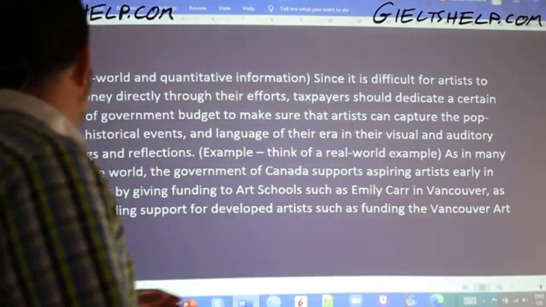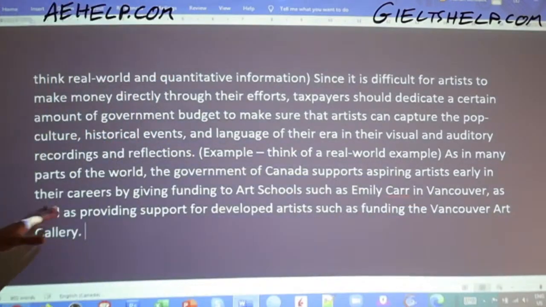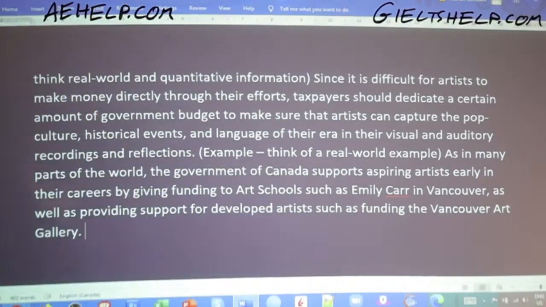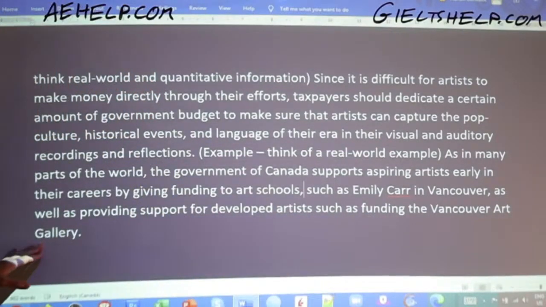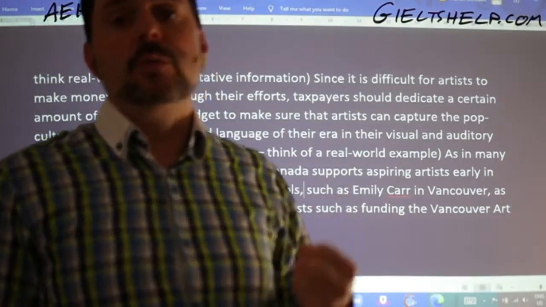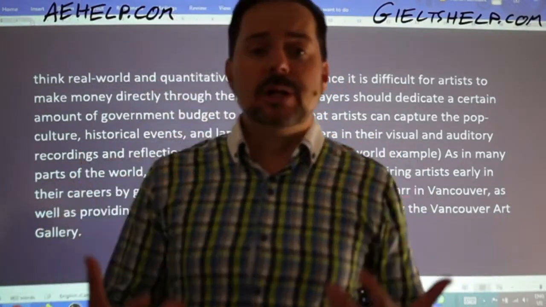Okay, so as in many parts of the world, the government of Canada supports aspiring artists early in their careers by giving funding to art schools. Art schools should be small a, small s, as it's just a common noun. Art schools such as Emily Carr in Vancouver, it's a very famous art school, as well as providing support for developed artists, such as funding the Vancouver Art Gallery. Okay, very clear, real world, very impactful example to drive home this point of building culture.